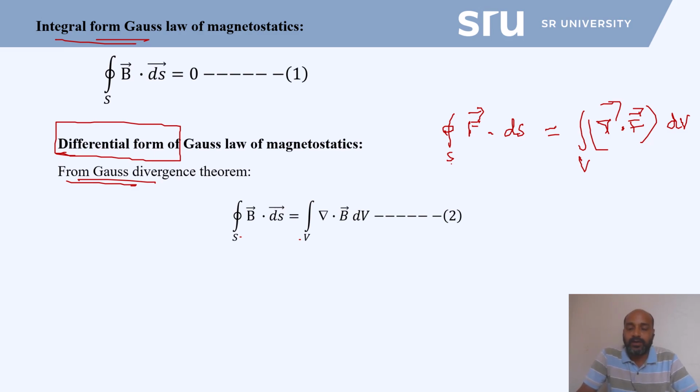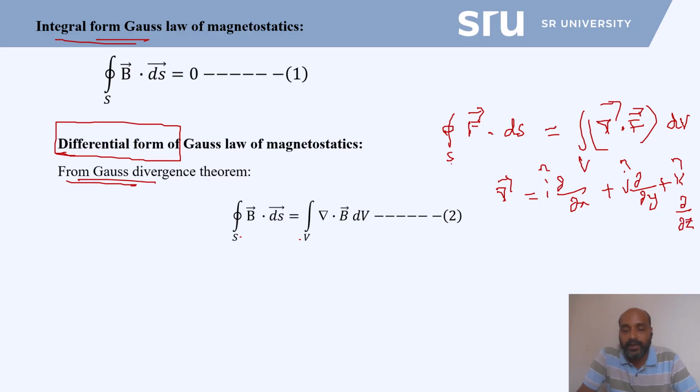This del dot generally represents the divergence. Divergence, in the sense, is the spreading nature of that particular function. And of course, it is a mathematical operator. The del is a vector operator: i cap dou by dou x, I mean i cap along the x-axis, j cap dou by dou y, and k cap dou by dou z. So if it is applied with the dot product on any vector function, then it will give the divergence.